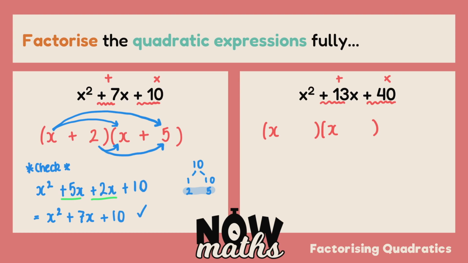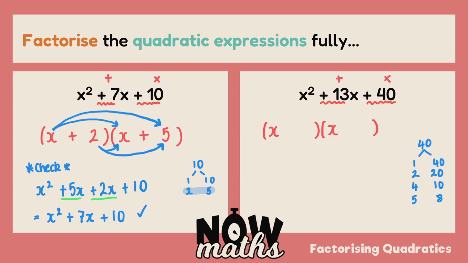So let's write down some numbers which multiply to give positive 40. So we could have 1 and 40, we could have 2 and 20, 3 isn't a factor, but we could have 4 and 10, and we could have 5 and 8. And that's all of the factor pairs that multiply to make 40.